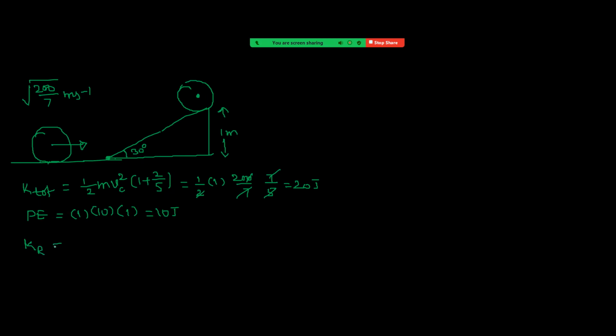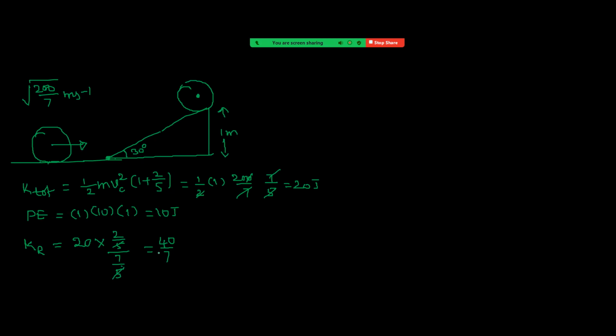And rotational kinetic energy, what is its value? Rotational kinetic energy will be, out of total 20, see the fraction: it is 2 by 5 upon 7 by 5. Total value is 7 by 5, and this fraction is now 2 by 5. That means it is now 40 by 7. Right? That is now the fraction of rotational kinetic energy, and that does not change. Okay.